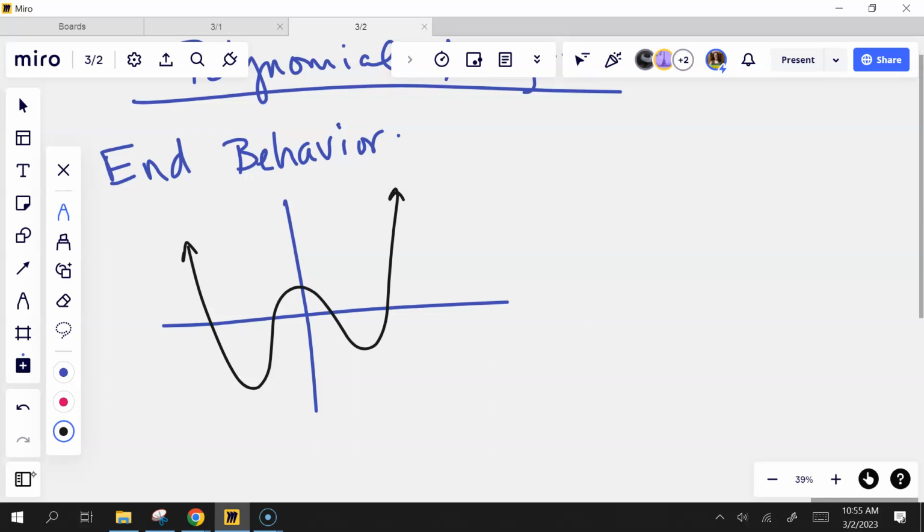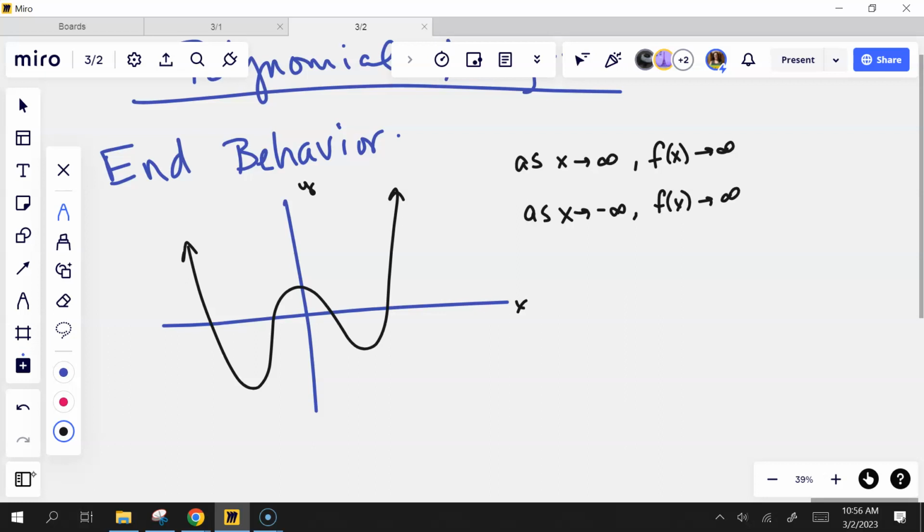As x approaches infinity, that means I'm looking at what? The positive side, the right side, right? Because this is x and this is y. So as x approaches positive infinity, what does the graph do? It goes up, it goes to positive infinity, right? How about the other side? What does the end behavior look like as x goes to negative infinity?